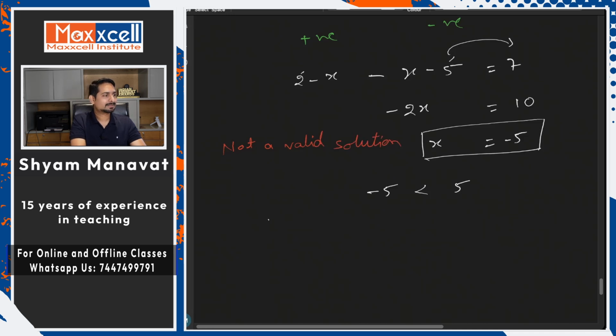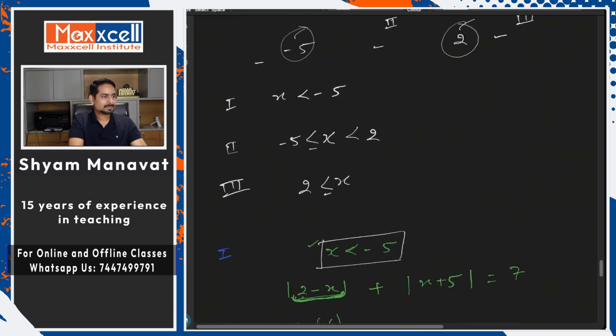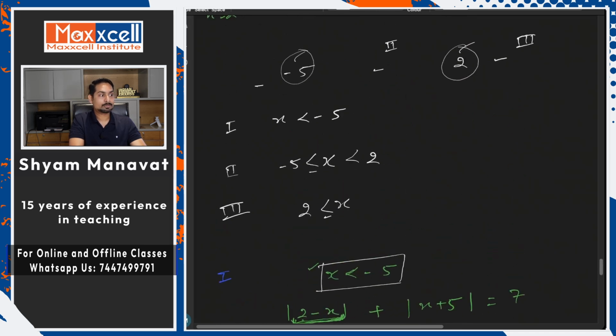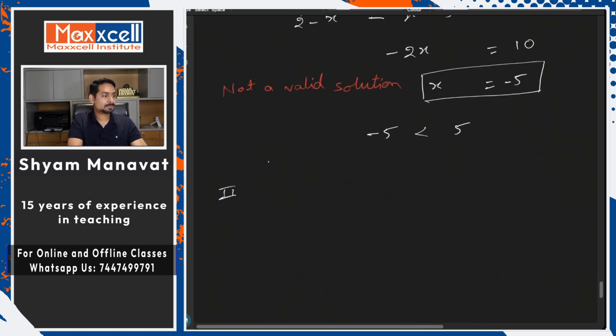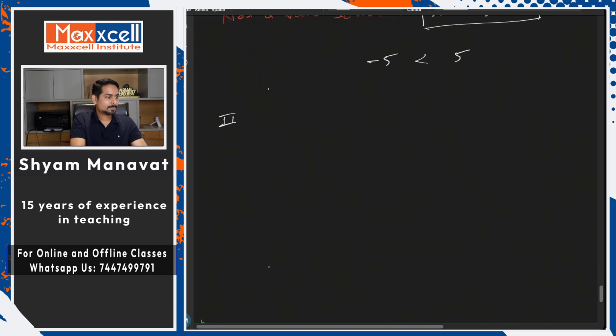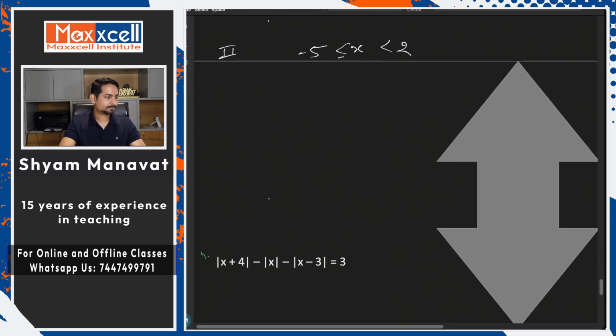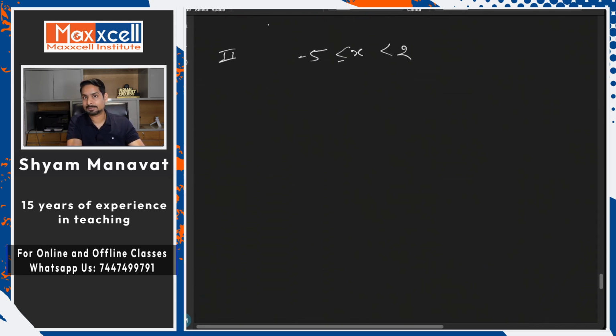Okay. Next, look at the second segment. What was the second segment here? Second segment is more than equal to minus 5 and less than 2. So let's see that. More than equal to minus 5 and less than 2. Now simplify for this. What do you get?